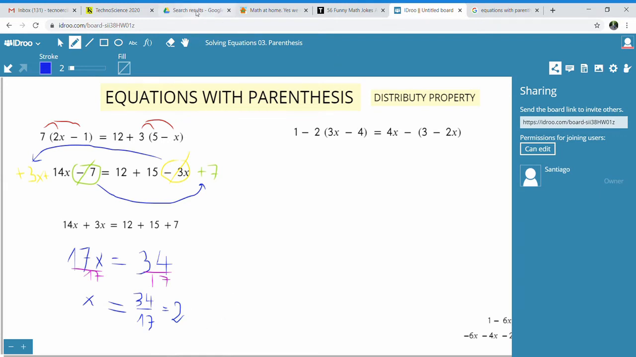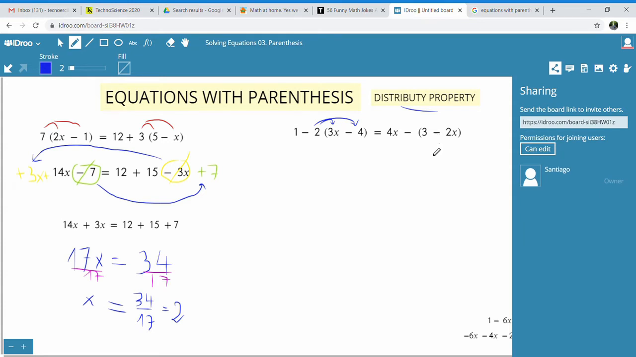Let's see this one. Again, we have to multiply, applying the distributive property, we multiply negative 2 times 3x, and negative 2 times negative 4. Negative 2 times 3x is negative 6x. Negative 2 times negative 4 is positive 8.